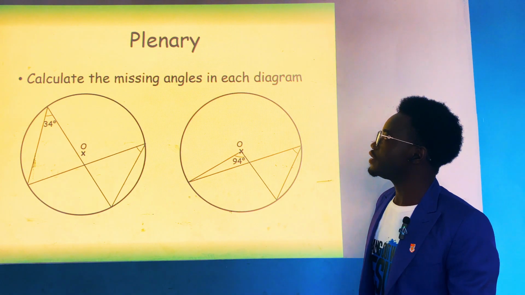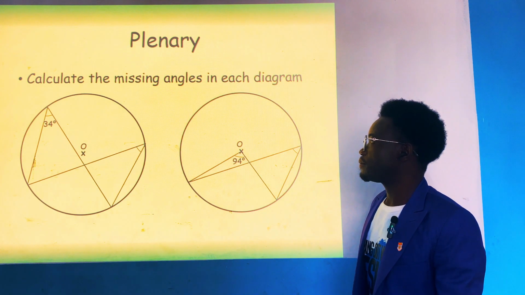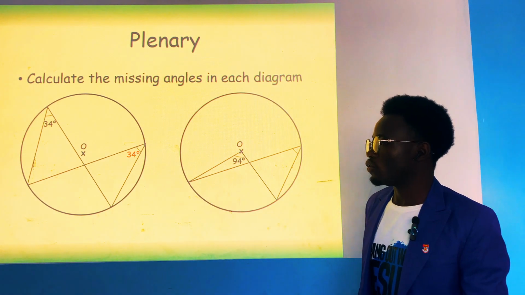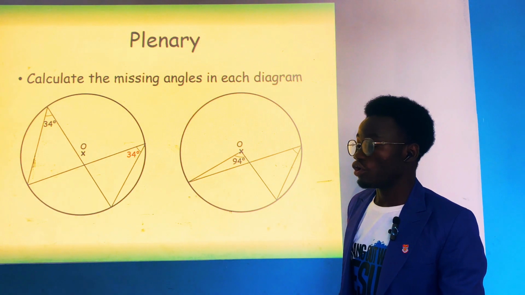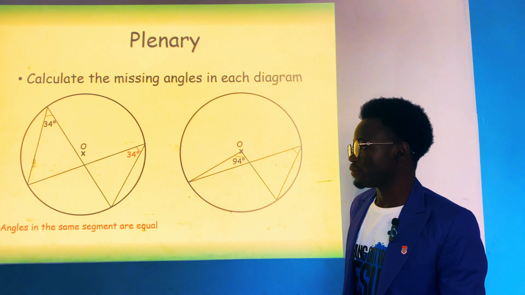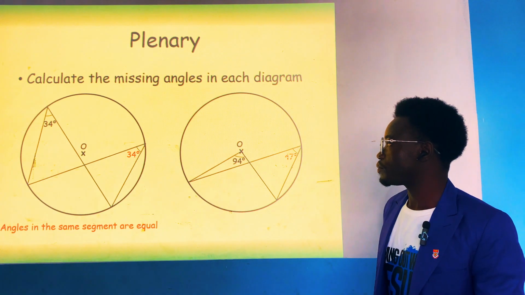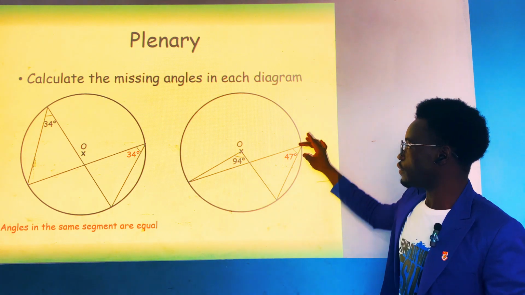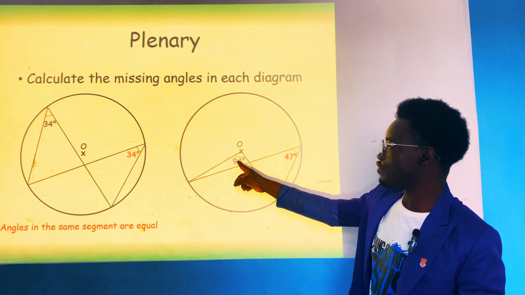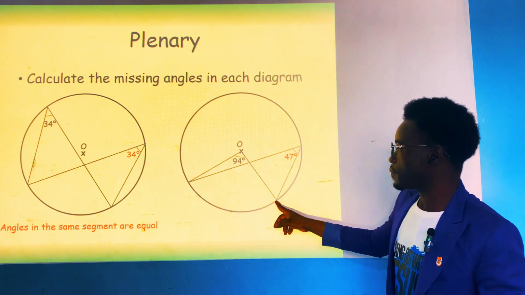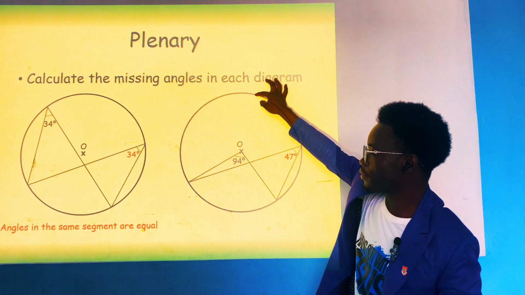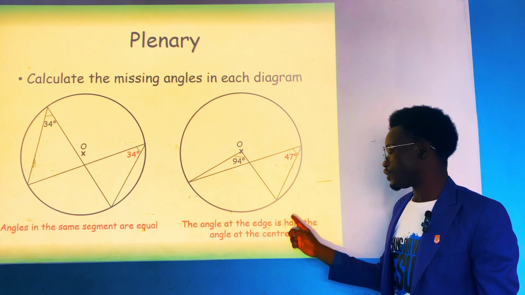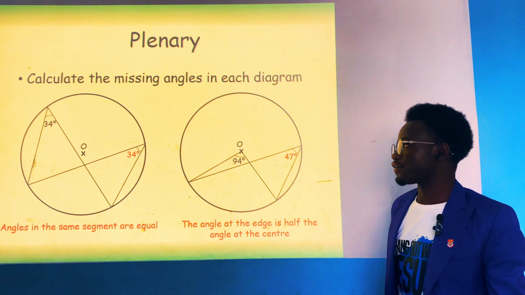Calculate the missing angles in each diagram. So this is just a linear pair for you. We know here to be 34. Here will also be what? So we are applying the bow tie property over here: angles in the same segment are equal. Here is 94. So if I move this, we say that this angle here is twice the angle here because they are from the same segment. Like if you move this up, the same thing as the earlier one we looked at. The angle at the edge is half the angle at the center.